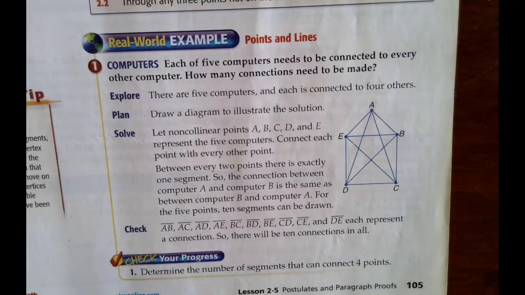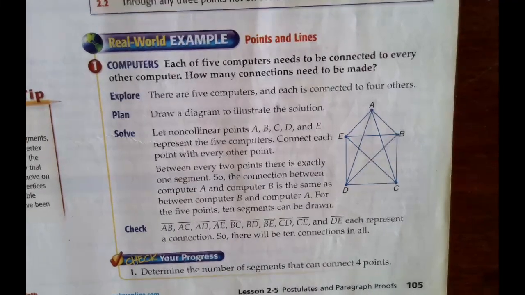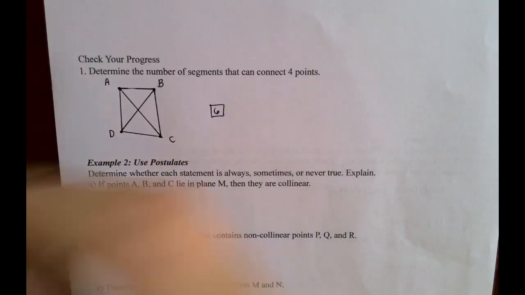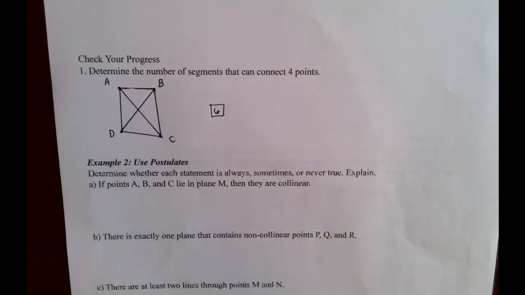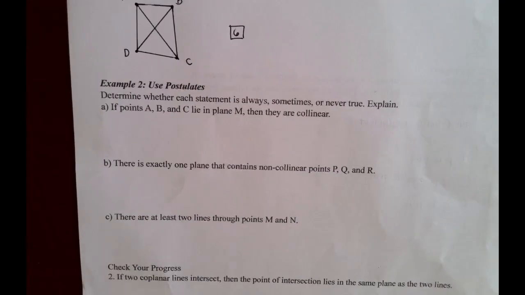So now we're going to work on CYP1, which is determine the number of segments that can connect 4 points, and once you're done with that, you're going to come and check it. Okay, the answer you should have gotten is 6. Here is a diagram showing them, and then you just count all your lines that you drew. Okay. Next is using postulates.